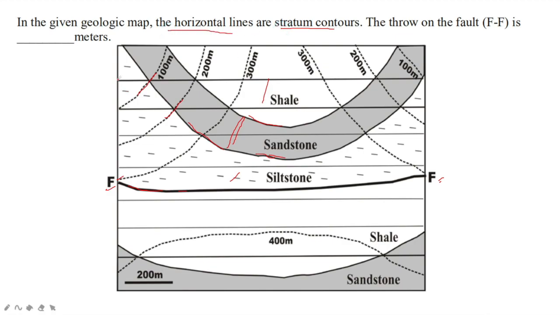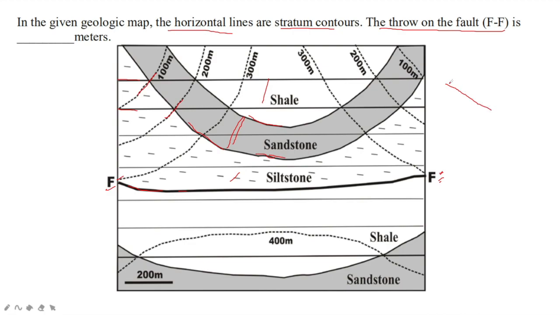So these horizontal lines you can see are the stratum contours, or you can say the structure contour, or it is also called the strike line. The question asks the throw on the fault FF. So this is the fault, and the question is asking the throw on the fault, which is the vertical component of the fault.